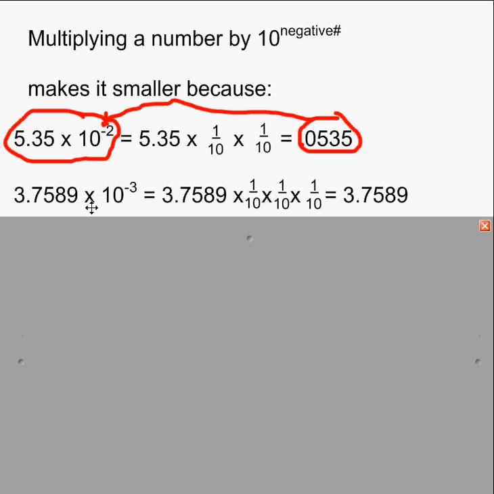3.7589 times 10 to the negative third. That's the same thing as taking 3.7589 and only taking a tenth of it, and then a tenth of the result, and then a tenth of the result of that. So really, that's a very small number.